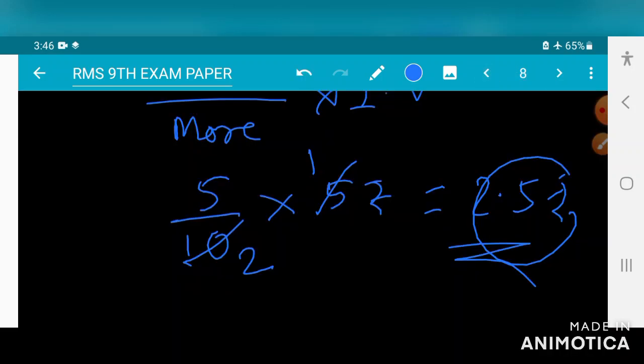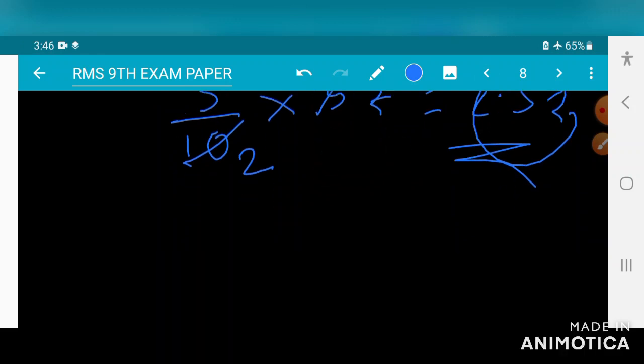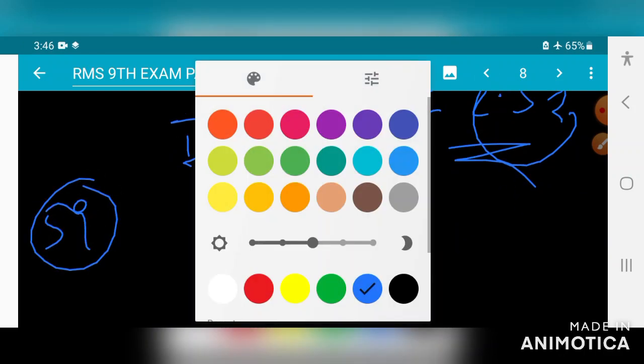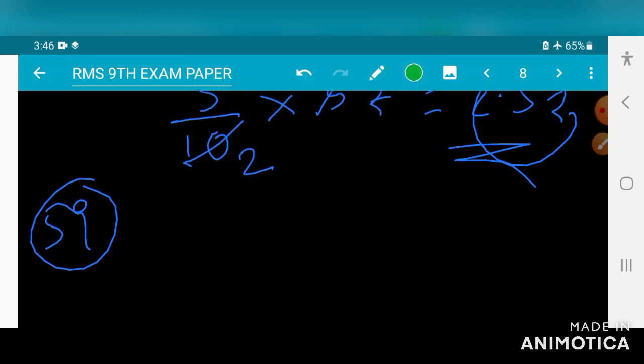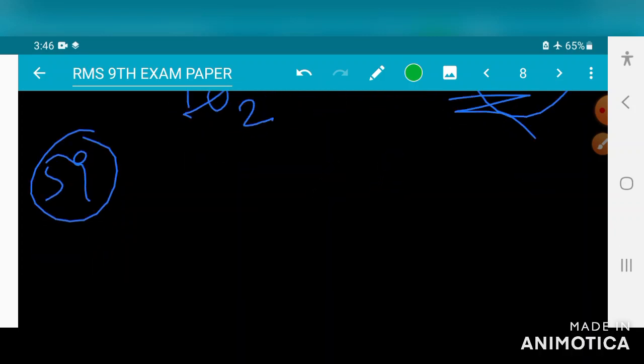See here, the 59th one is very easy. See, what to find? Number of crystals we have to find. So write down on the right hand side, number of crystals.